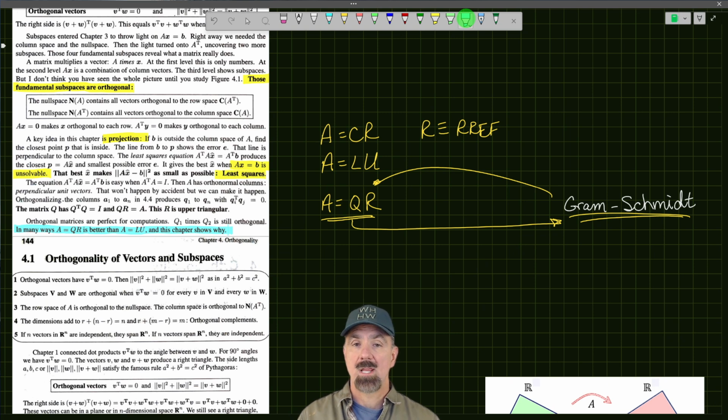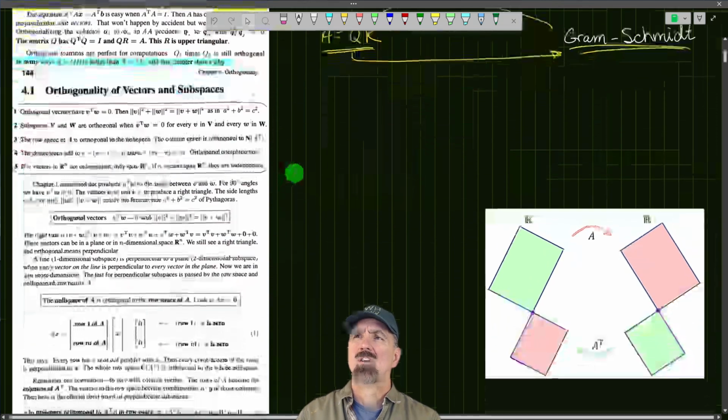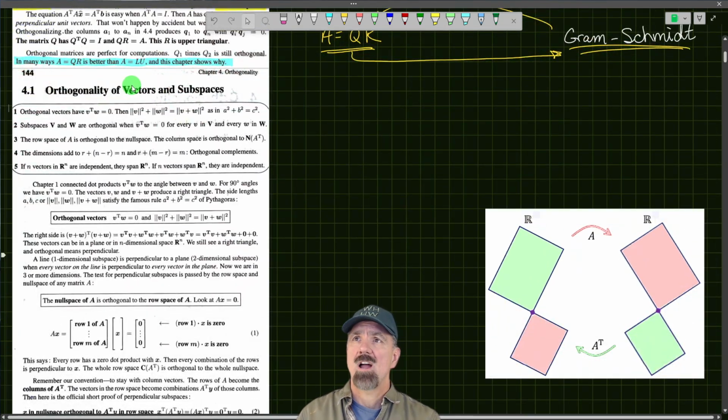So when MATLAB is running code behind the scenes to help us out, it is doing a lot more QR decompositions than it is LU decompositions. And we'll talk more about that later. So let's get started then with the orthogonality of vectors and subspaces.